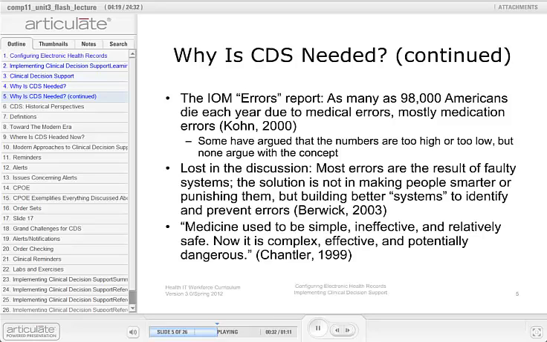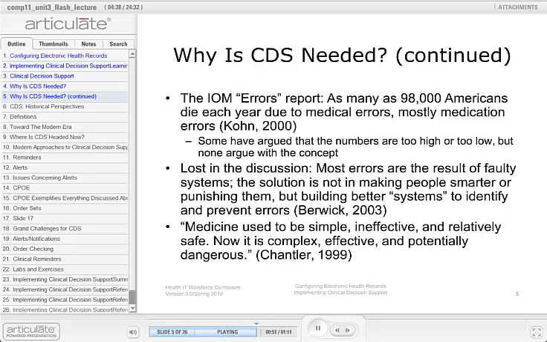Lost in the discussion about who is to blame and other related issues is that most errors are the result of faulty systems, implying that the solution lies in building better systems that identify and prevent errors rather than trying to make people smarter or punish them for errors.